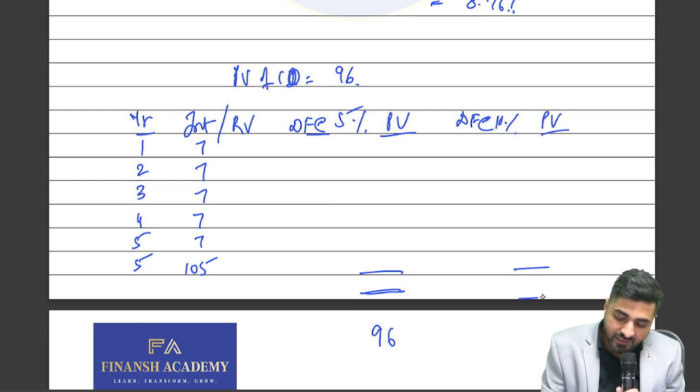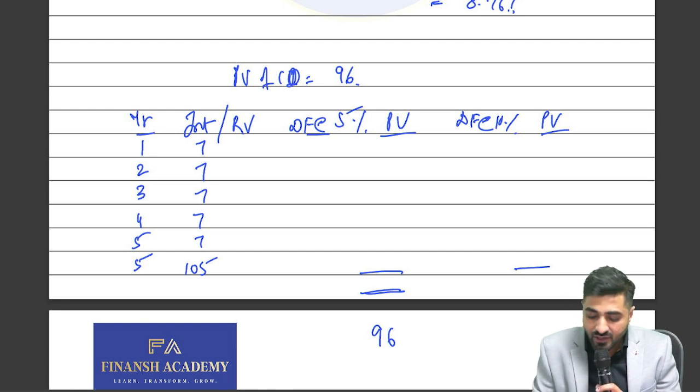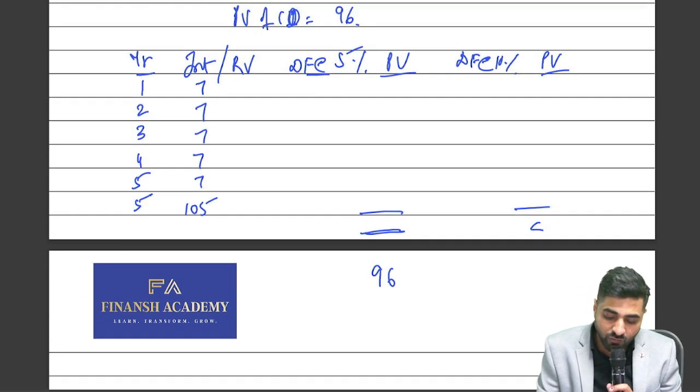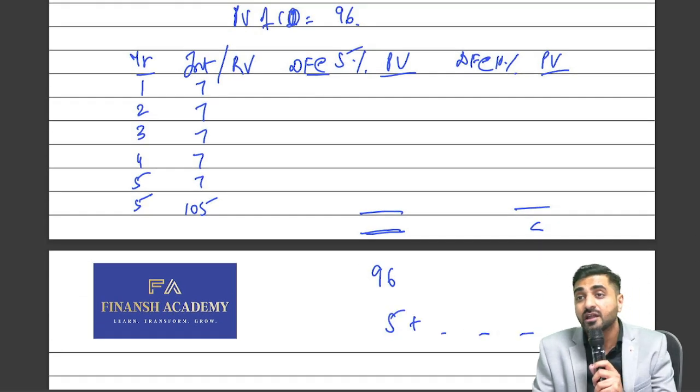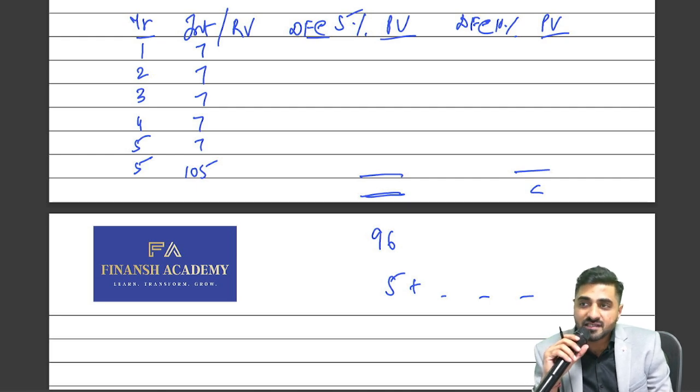And can I say I'll be getting the PV under both the scenarios? Come on, yes or no? Yes, sir. One will be greater than 96, one will be less than 96. And then can I say I can do 5% plus interpolation, get the YTM? Come on, yes or no? Yes, sir. I wanted you to practice this YTM well.